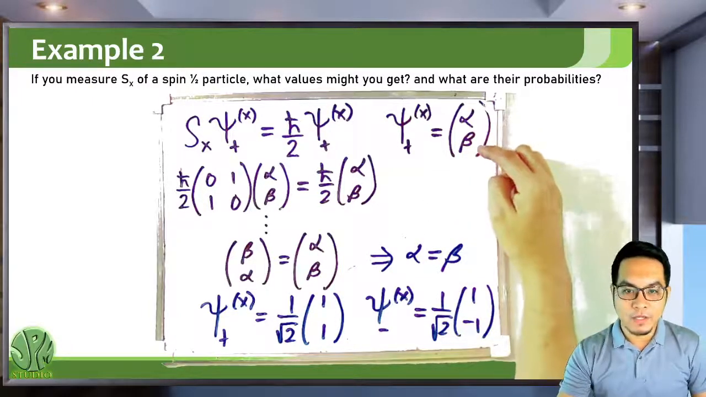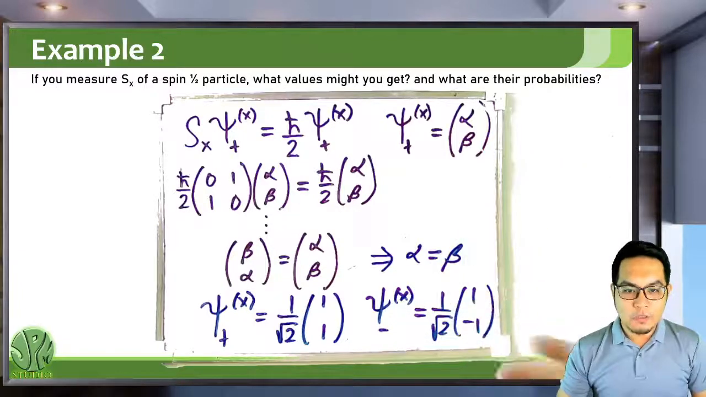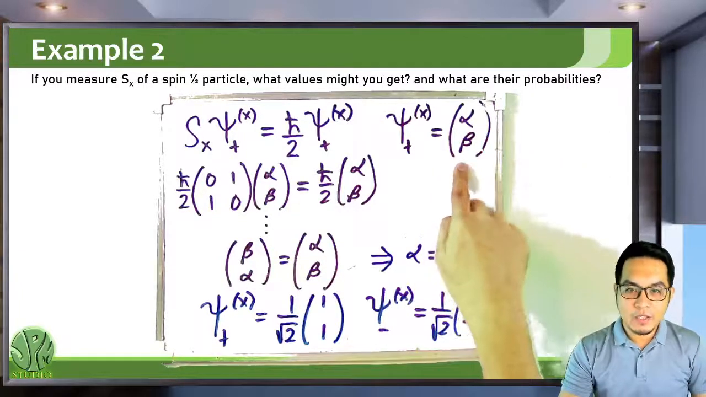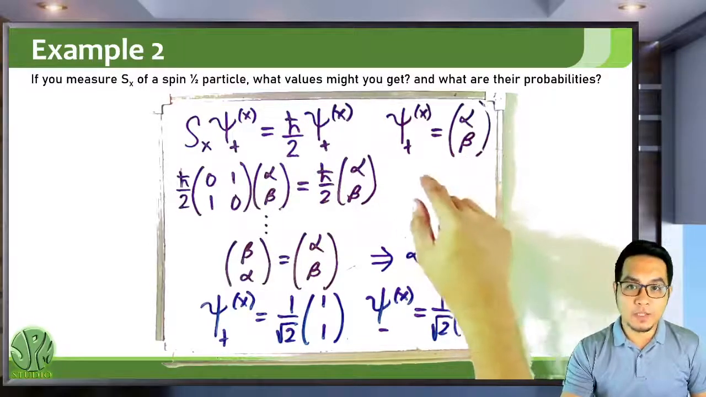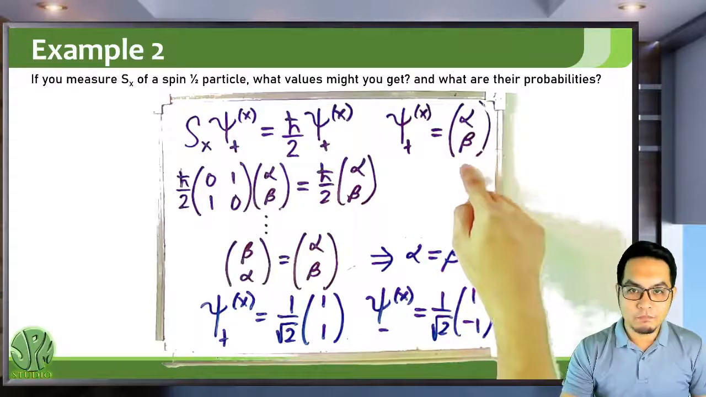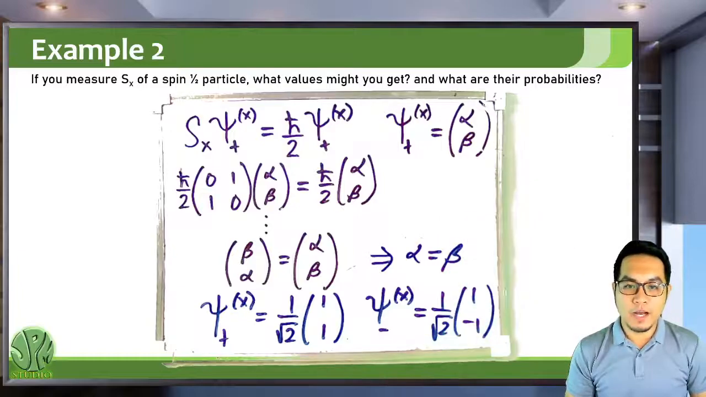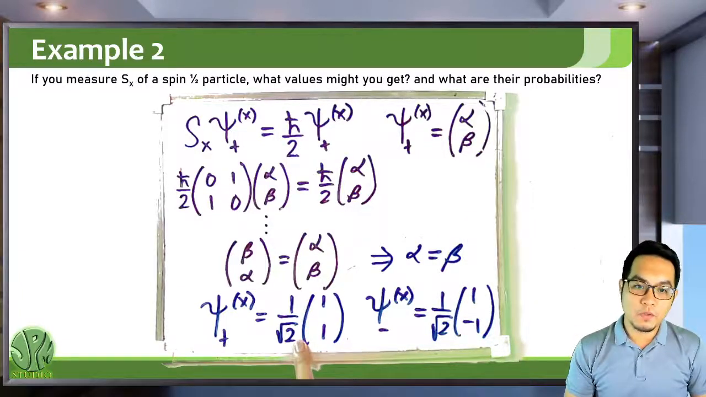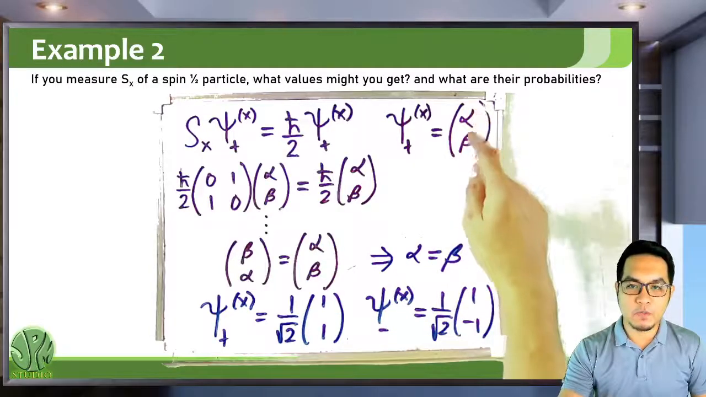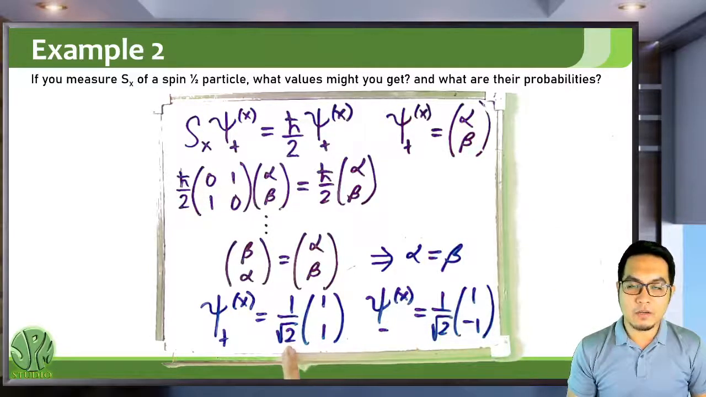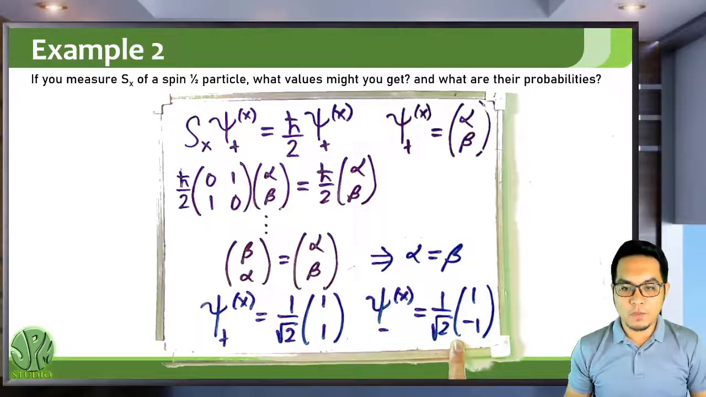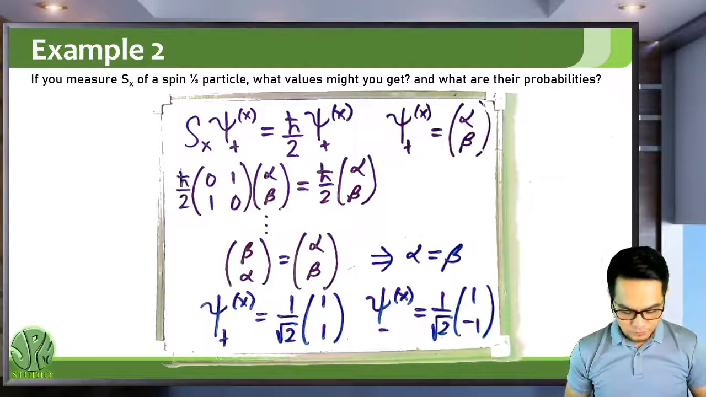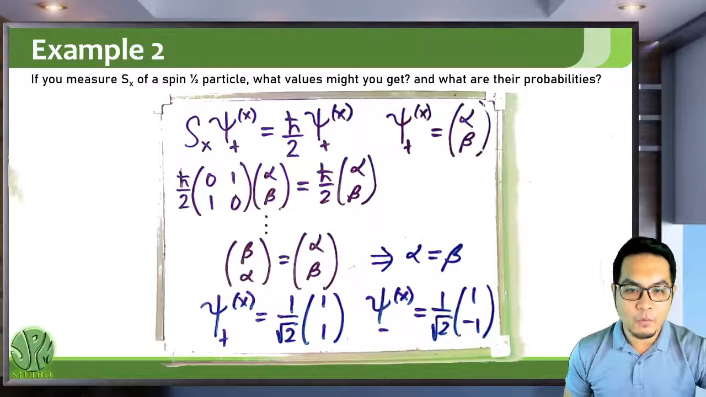To solve for alpha, we use the normalization condition. We take the inner product of this with itself. The bra version of this is a row matrix, alpha beta, multiplied by this, so that you can solve for alpha, and you will get alpha is equal to 1 over square root of 2. So basically, this matrix is 1 over square root of 2, 1 over square root of 2, or if you take out the constant 1 over square root of 2, 1, 1. You do the same for psi minus, and you will get this eigenfunction, 1 over square root of 2, 1, negative 1. So we now know the eigenfunctions and the eigenvalues.